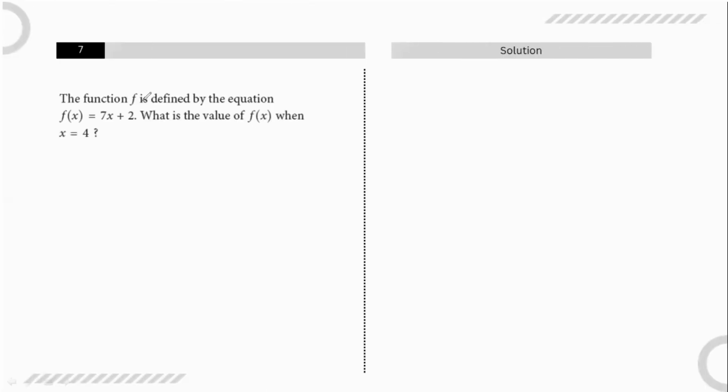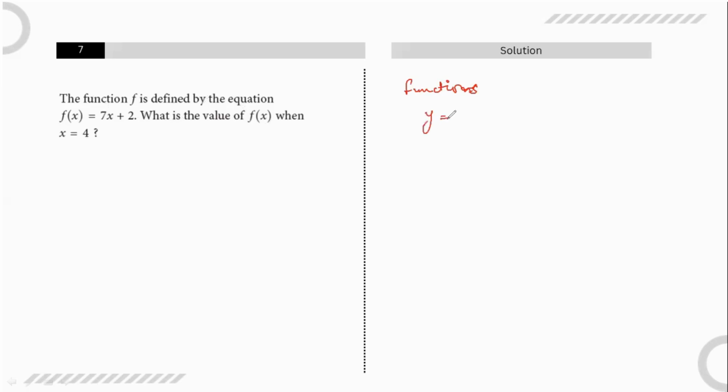Now let's move. Okay, now starting with the question. The function f is defined by the equation f(x) is equal to 7x plus 2. What is the value of f(x) when x is equal to 4? So the concept asked here is based on functions, right? They are asking about functions.